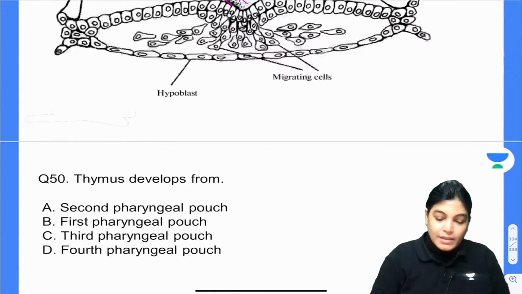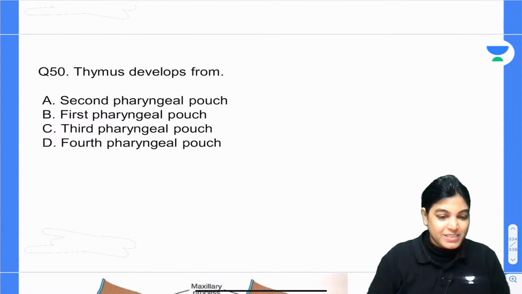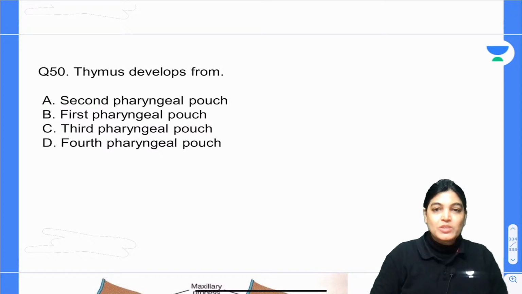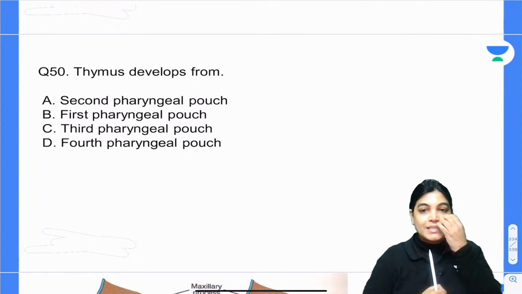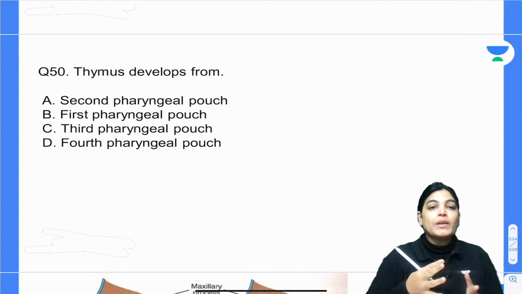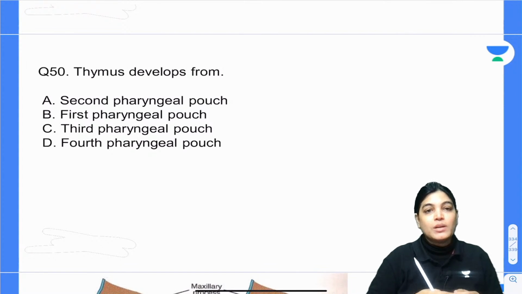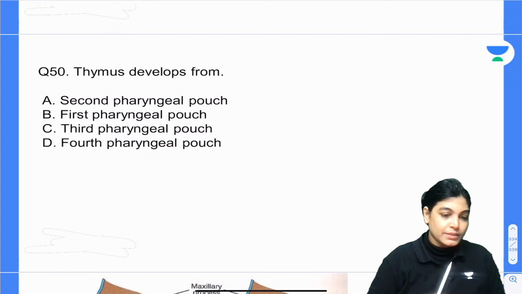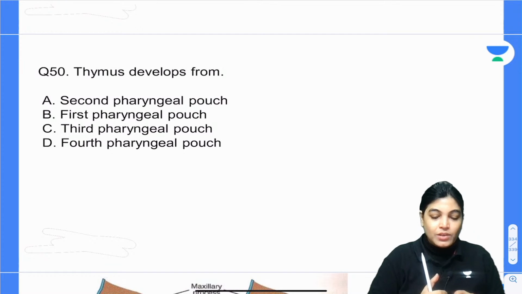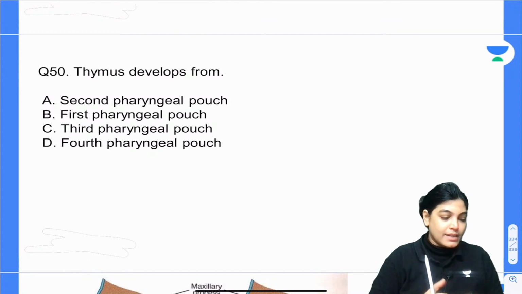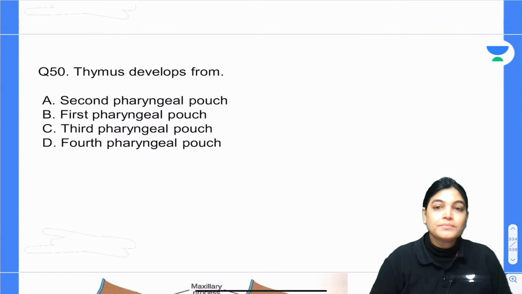Okay, we will now go to question number 58. This is the last MCQ of today's session. Okay, thymus develops from, I will also give you the details of the upcoming session. Thymus develops from first, second, third or fourth pharyngeal pouch. Direct MCQ. Thymus develops from first, second, third or fourth pharyngeal pouch. Which is the correct answer? Question number 58.